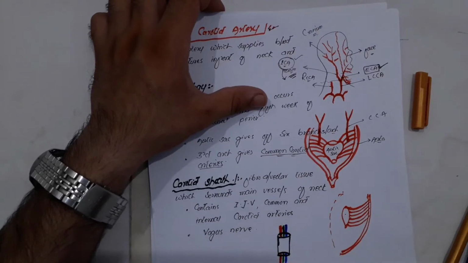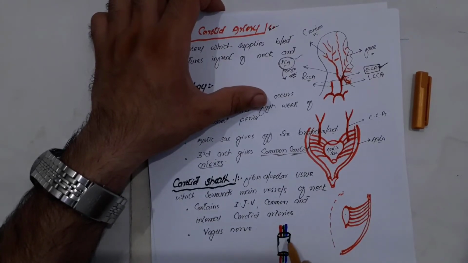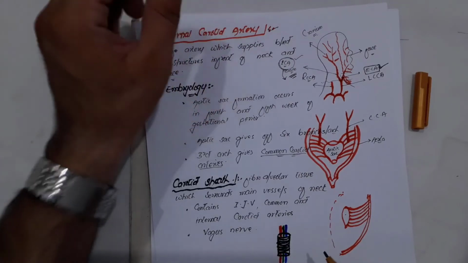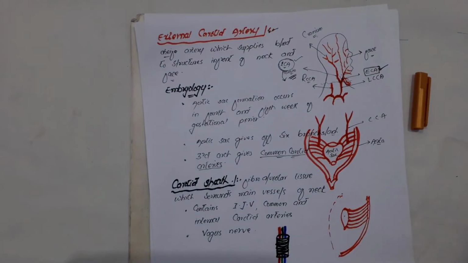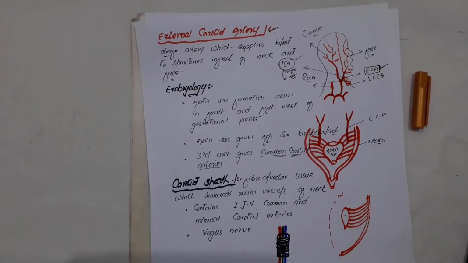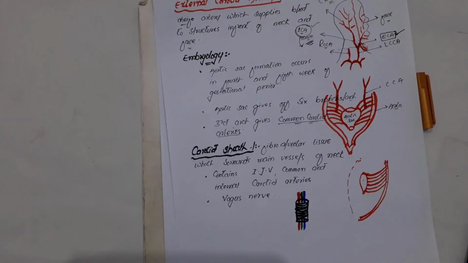So this sheath, this fibroalveolar sheath which surrounds these main vessels of the neck, this sheath is called the carotid sheath. Clear, friends? Very good. The next thing is the bifurcation point of the common carotid artery.